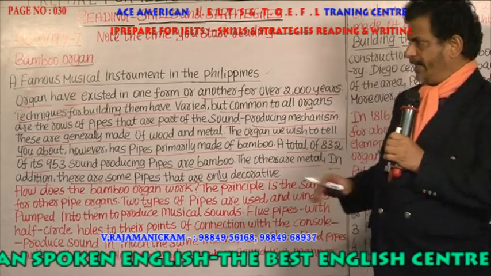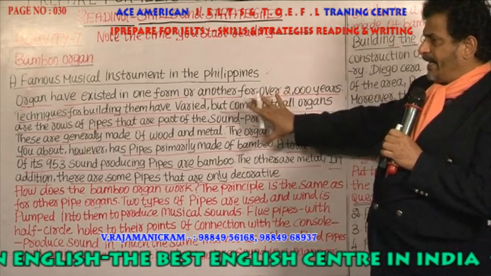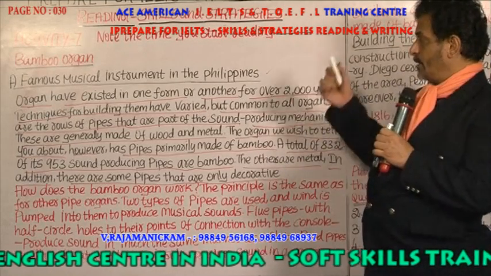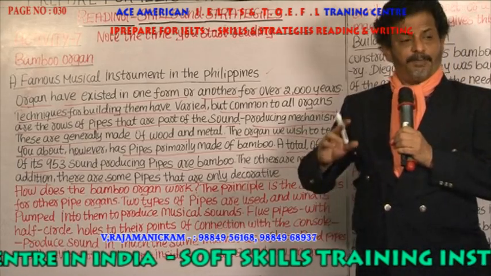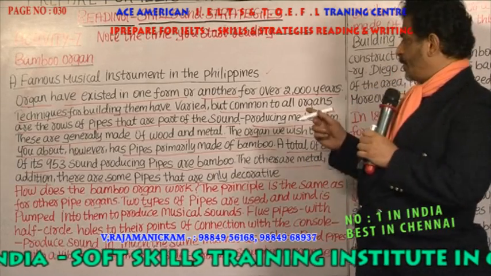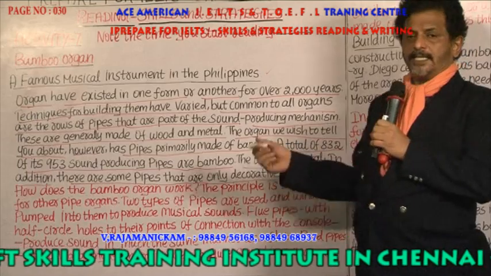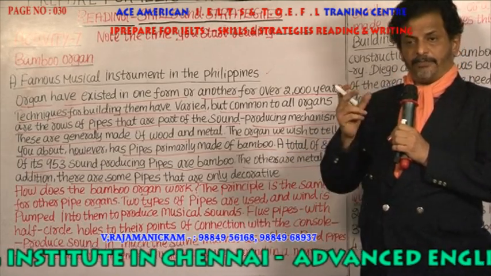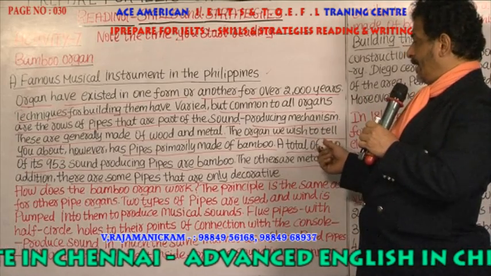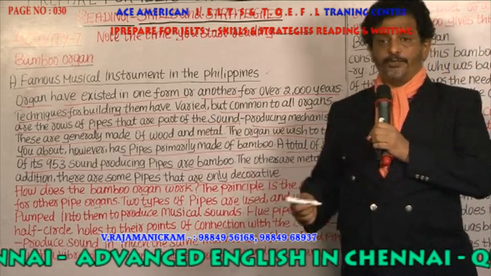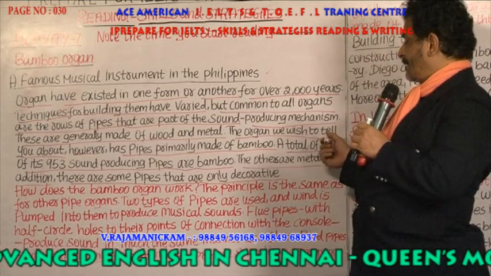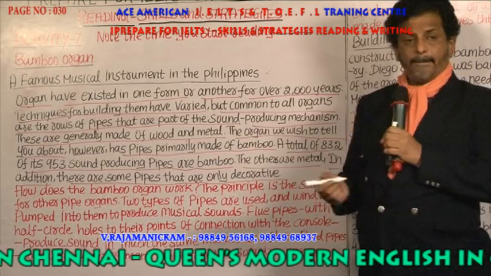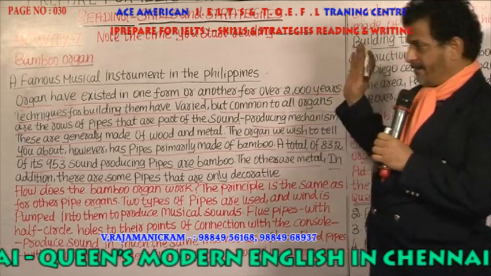Are you able to understand the first paragraph? So organs means musical organs, which have been there for the past 2000 years. They are made of metal and bamboo. Here the article speaks about bamboo-made musical instruments. Totally 953 sound producing pipes are there. Out of that, 832 are bamboo made and the remaining are metal made. Are you quite clear? Yes.